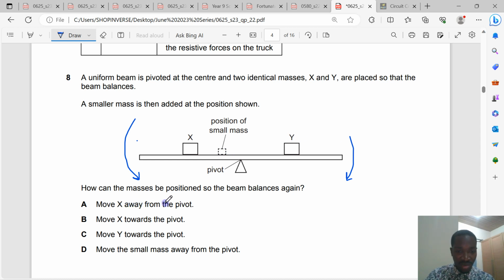Let's check. Move X away from the pivot. This is the pivot. If you move X away from the pivot, what will happen? It will increase the anticlockwise moment and make it more unstable. Move X towards the pivot. If you move X towards the pivot, then you'll be reducing the anticlockwise moment. So if you reduce the anticlockwise moment enough by moving X to the right by enough distance, then the beam becomes balanced. So B is the correct answer to this question.